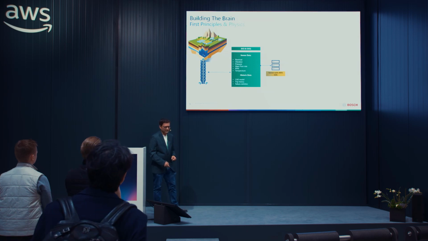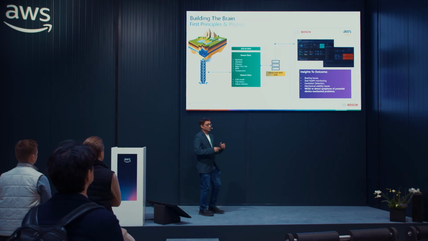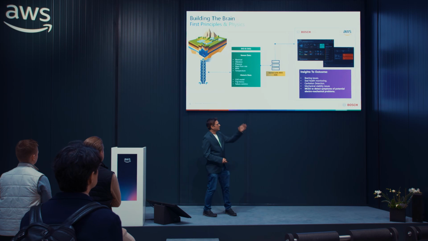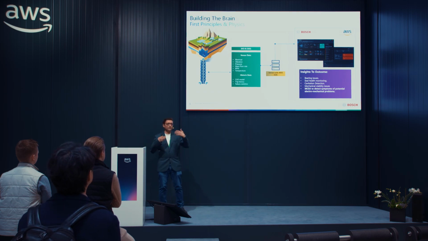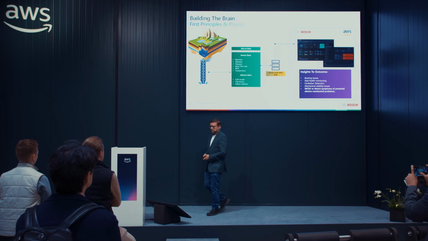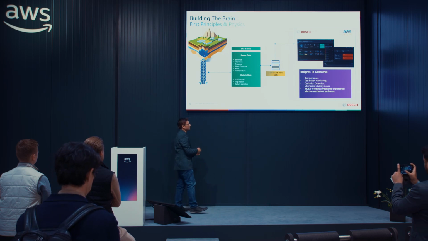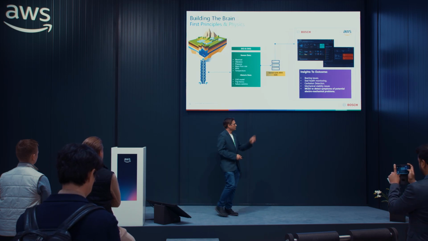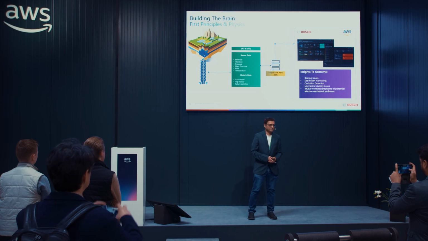And once you do this, you can connect this with the AWS cloud ecosystem. That is where the Bosch software gets installed in the customer's tenancy, and then you have the insights coming out. It could be bearing issues, seal health monitoring, cavitation, mechanical issues, and so on. But the most important thing here, which you're seeing, is the MCSA, the motor current signature analysis.